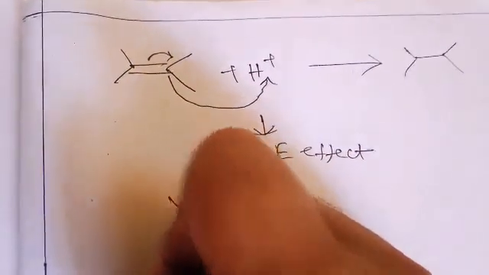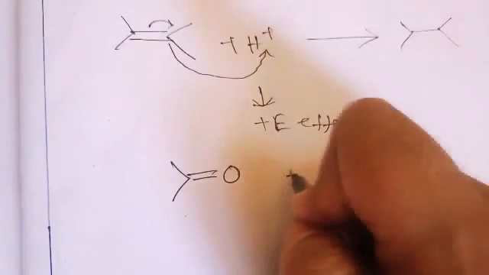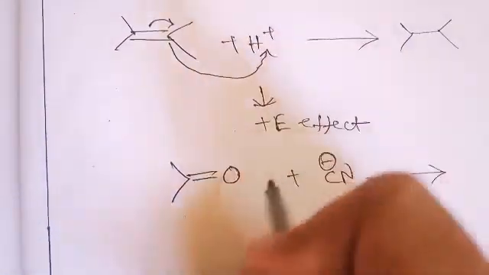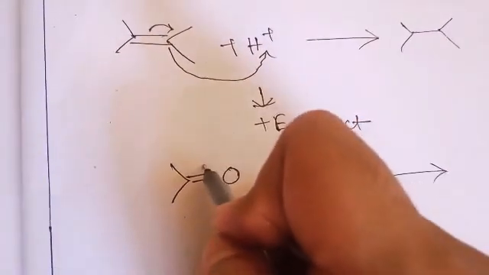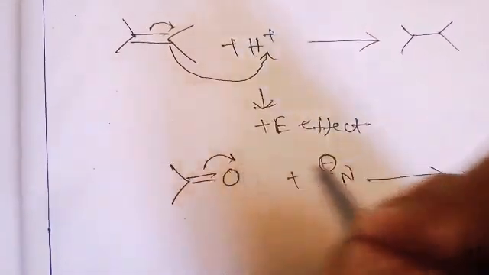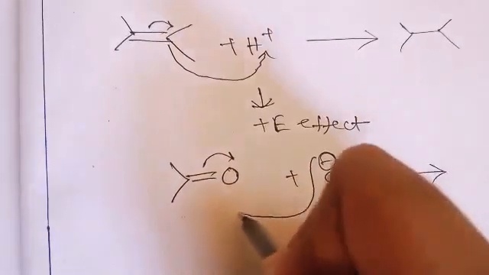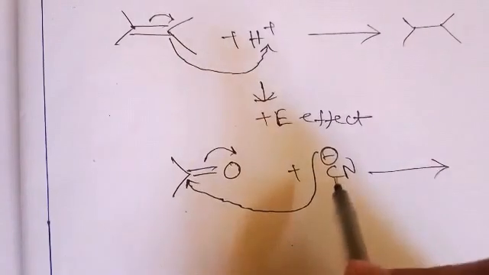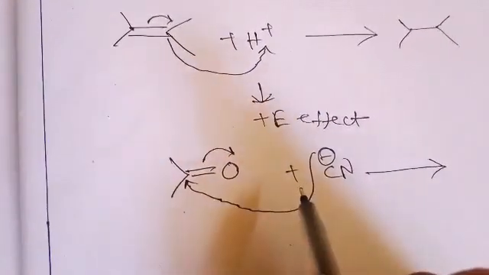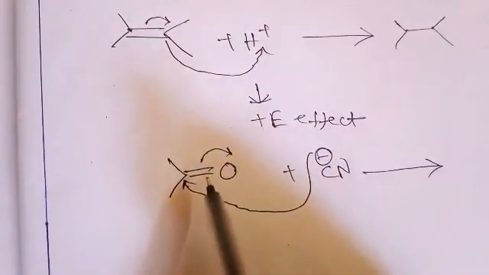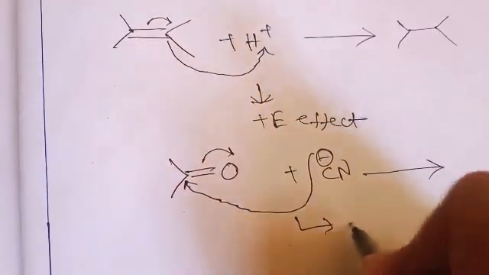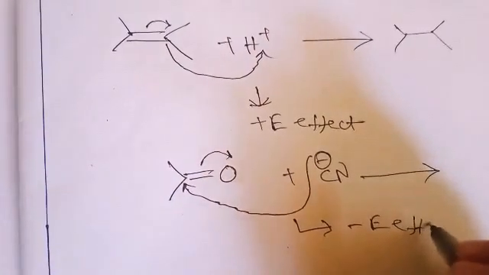And similarly, like the previous example, if I take this example and attack this compound with CN minus, it is seen that the pi electron is shifted towards the oxygen atom, but the CN minus is attacking this carbon atom. So in this case, the approach of the nucleophile is in the opposite direction to the shifting of the pi electrons. Therefore this effect is termed the minus E effect.